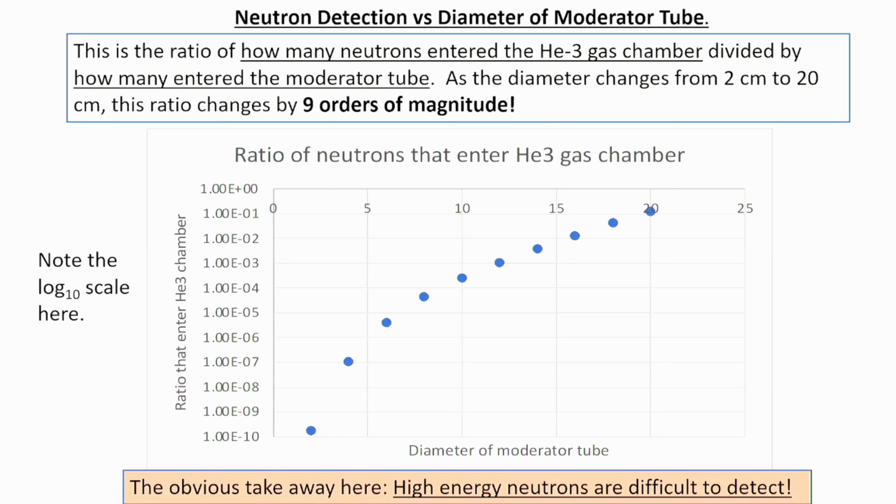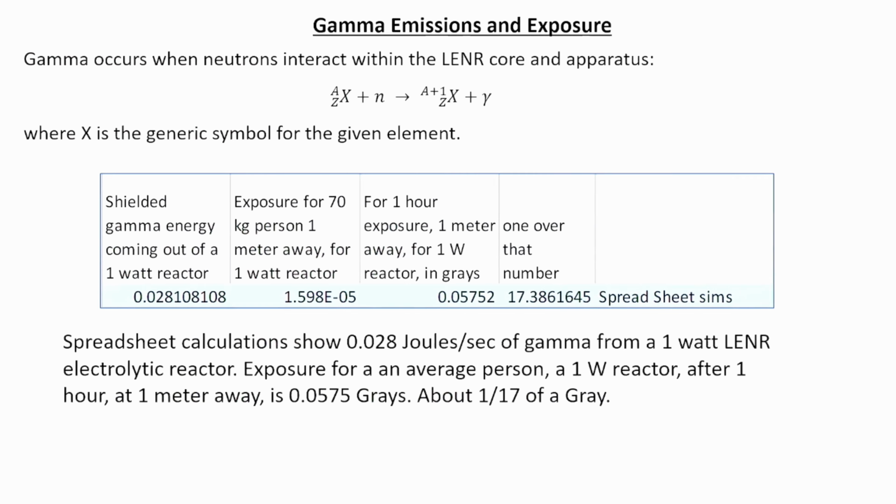Now, the big thing is when you vary the radius of that neutron detector, look at how this ratio of how many entered that detector versus how many entered that moderator tube changes. It changes by 9 orders of magnitude as I change that diameter from 2 to 20. So I hope you can understand why there's so much variation from experiment to experiment and why it's so difficult to measure these things. This is it right here. 9 orders of magnitude just because of a little diameter change.